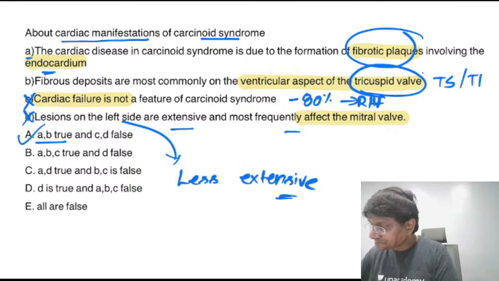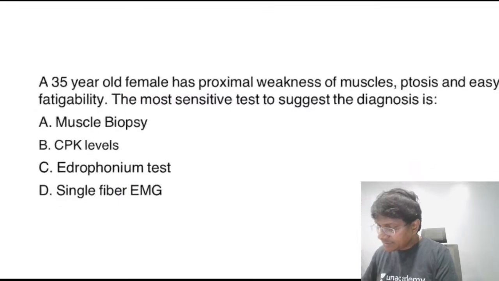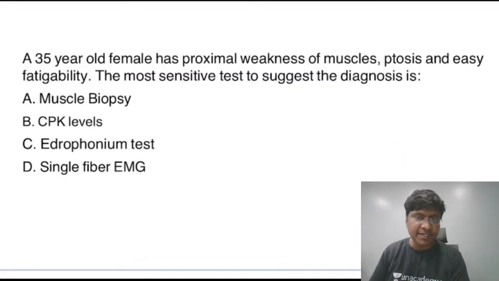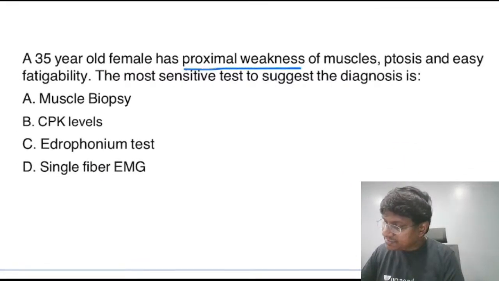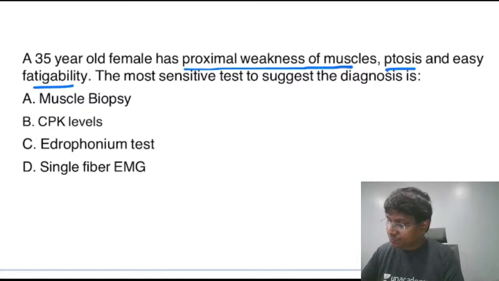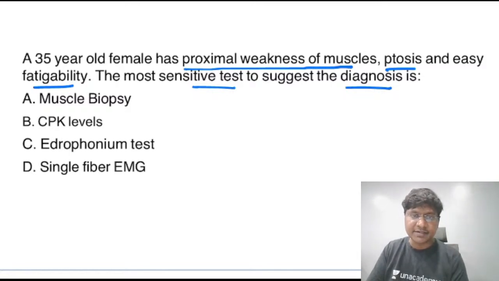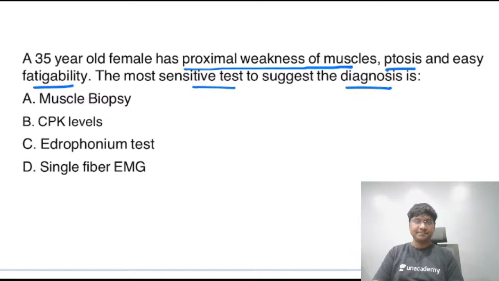Okay, right. A 35-year-old female has proximal muscle weakness, ptosis, and easy fatigability. The most sensitive test to suggest the diagnosis is: muscle biopsy, CPK level, edrophonium test, or single fiber electromyography?